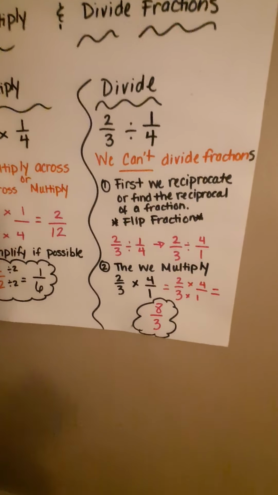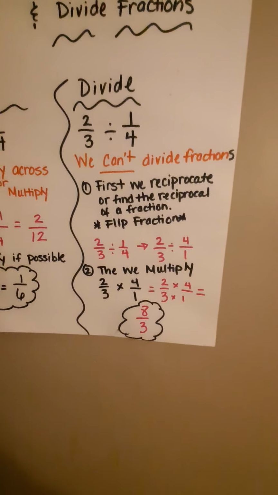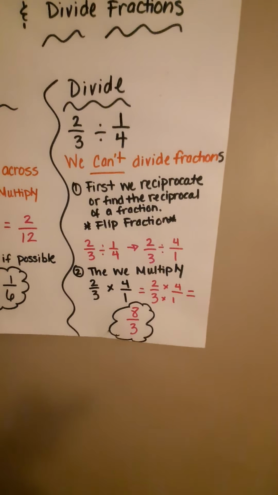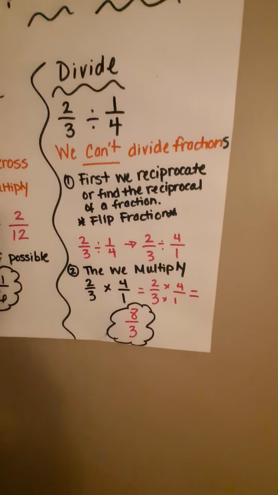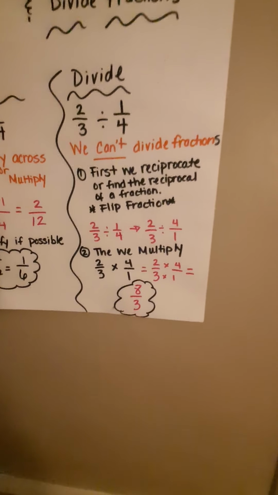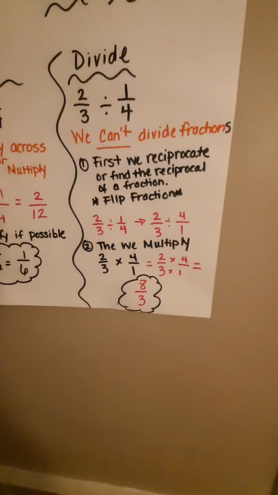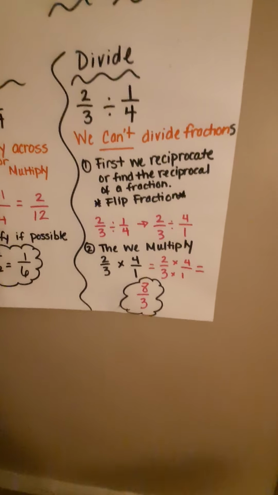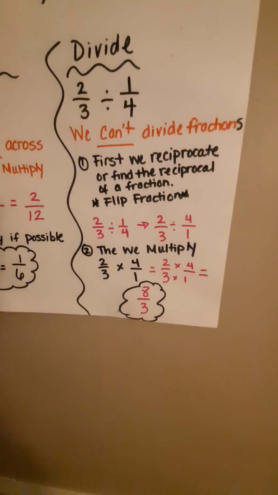In order to do that, here's what we need to do. The first thing we need to do is find the reciprocal of a fraction. In other words, we're going to simply flip the fraction. 2/3 divided by 1/4. I'm going to flip 1/4 into 4/1. So now I have 2/3 divided by 4/1.